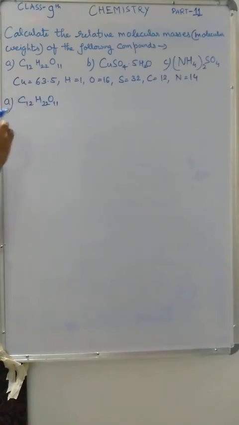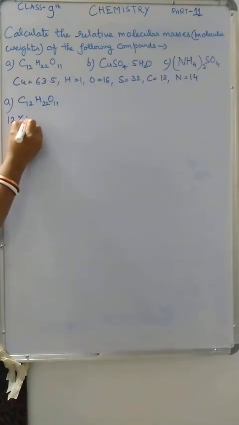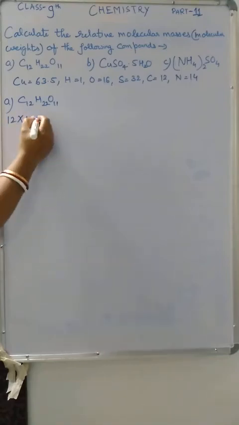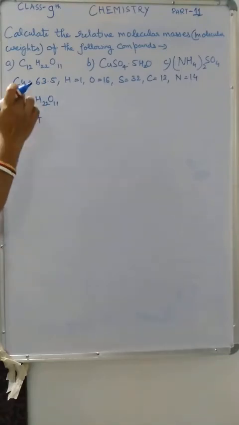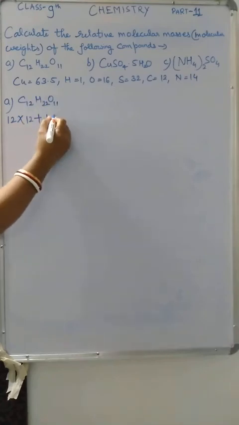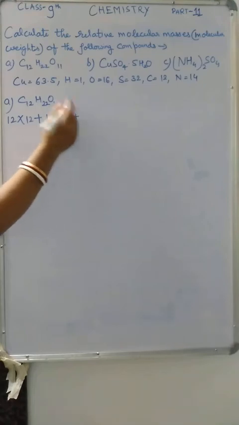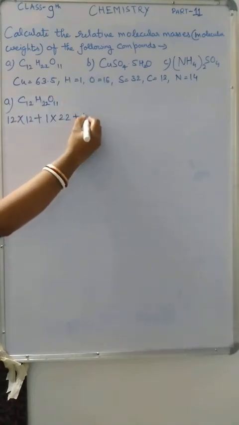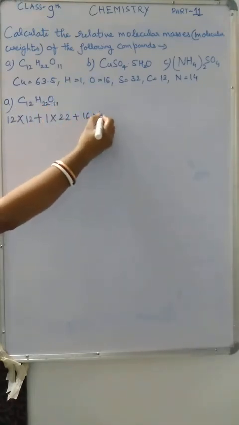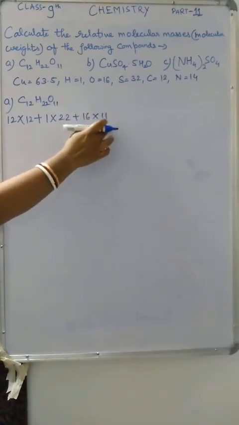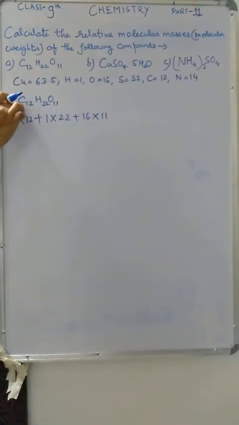First one is carbon. Atomic mass of carbon is 12. Number of carbon atoms, 12. So you have to multiply these two. Then plus hydrogen, atomic mass 1, number of atoms 22, so 1 into 22. Then again plus oxygen, atomic mass 16 into number of atoms 11, so 16 into 11. First you have to write down the atomic mass of this particular element and multiply it with the number of atoms present in this molecule.